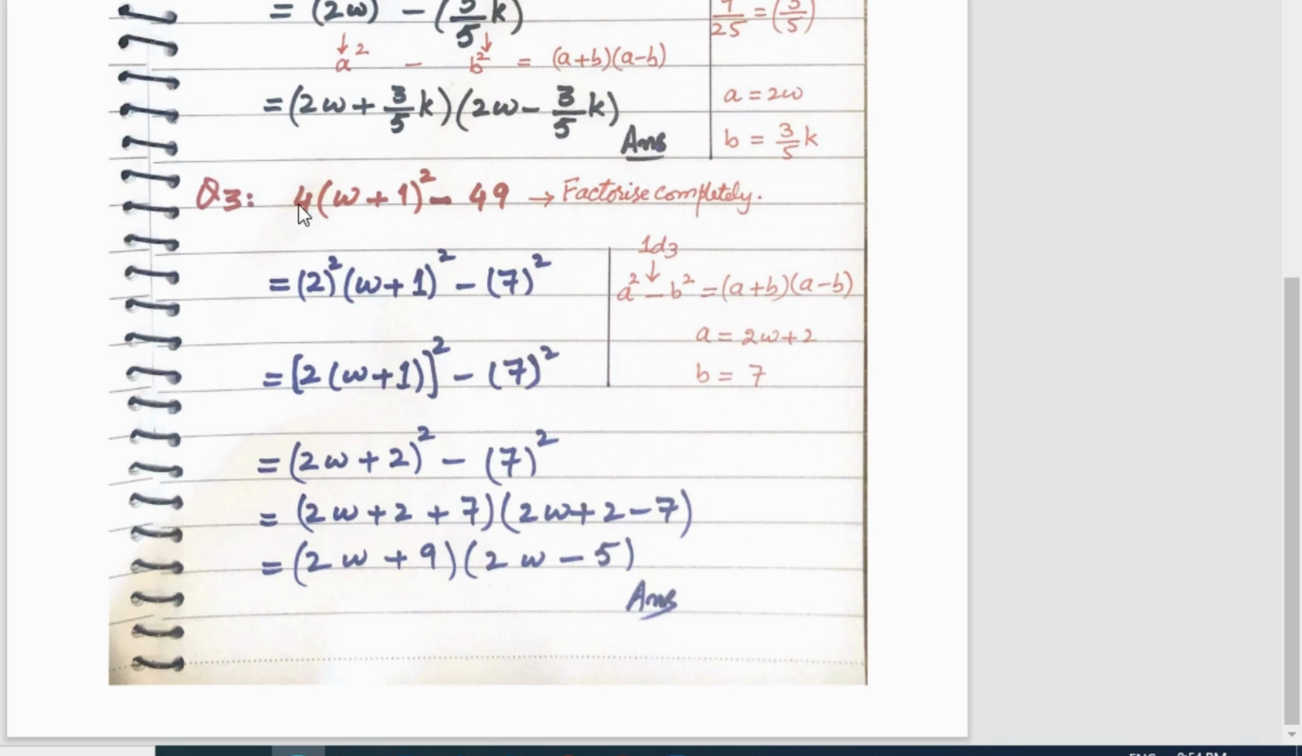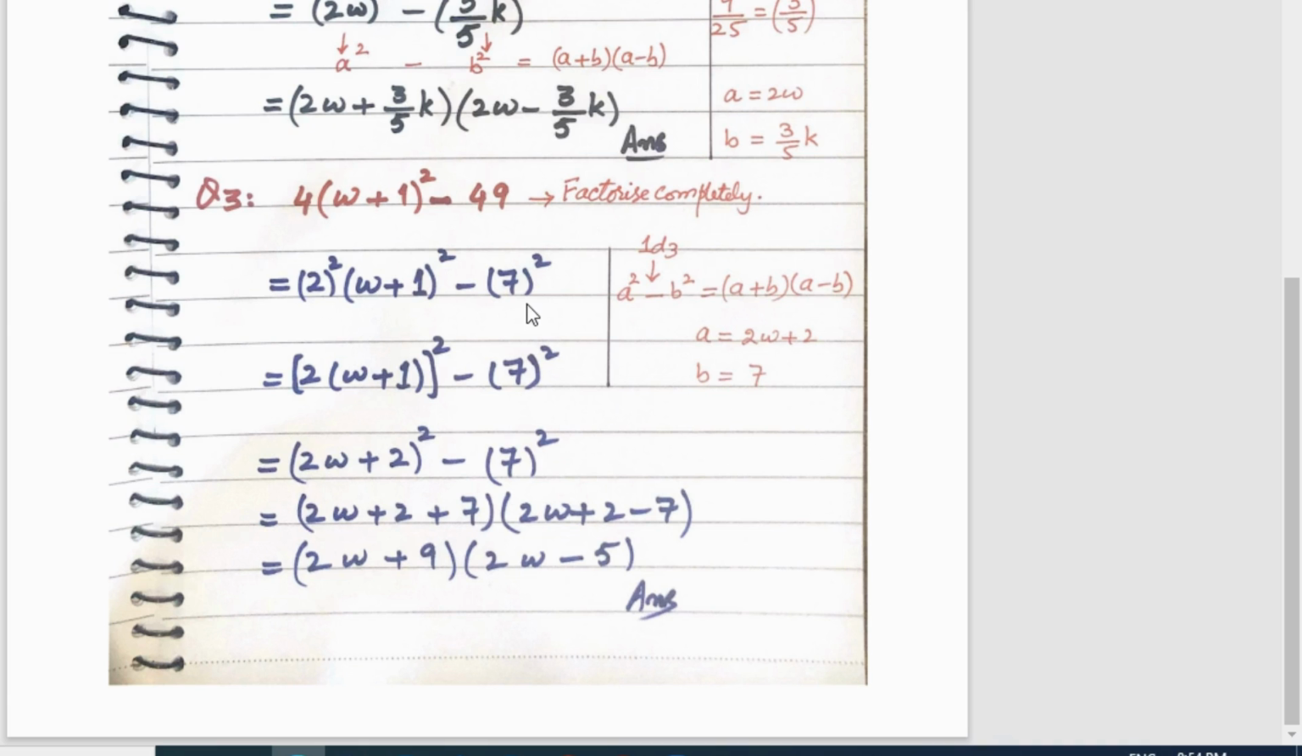Can I write down 4 as 2 square? Because 4 is the square of 2. 2 multiplied by 2 is always 4. So I am writing it down over here like this. There is a purpose behind. So 4 will be written as 2 square. (w plus 1) is already in the form of square. Minus 49 can be written as 7 square, because 49 is the square of 7.